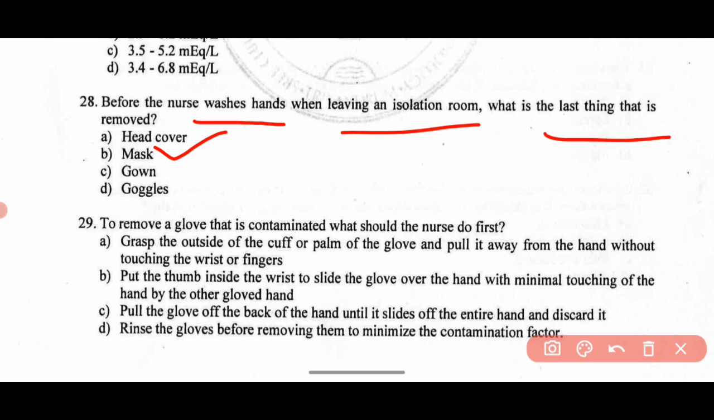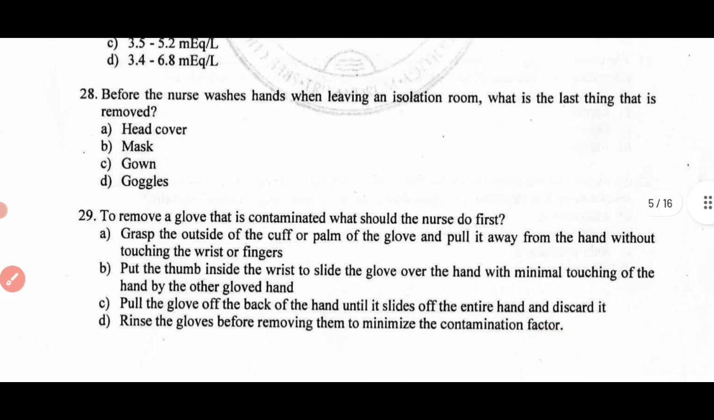Once the mask is removed with the gloved hand, at last the glove will be removed and the hand washing should take place. Fine. If the glove option is not here, then we are going for what? The mask has to be removed last and then hand washing has to take place before leaving the isolation room.